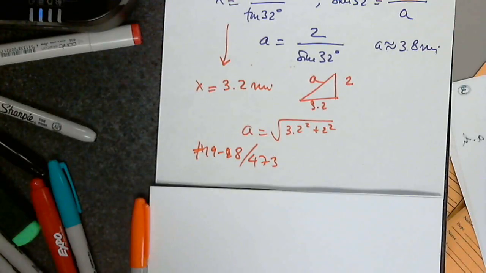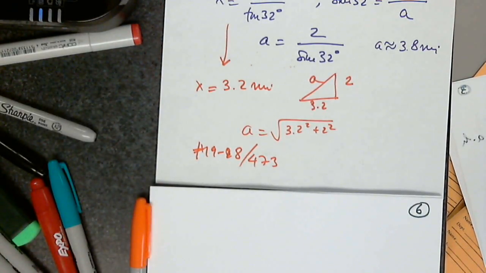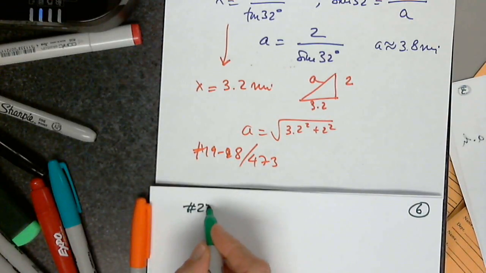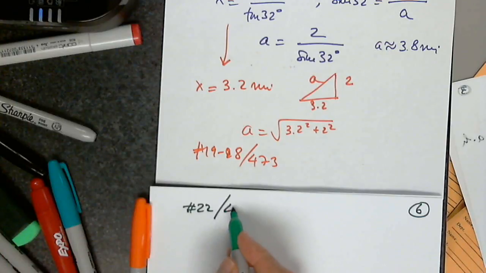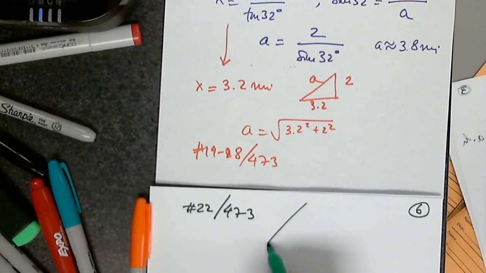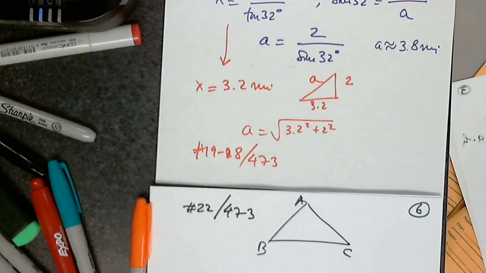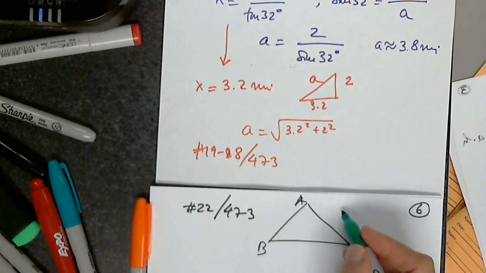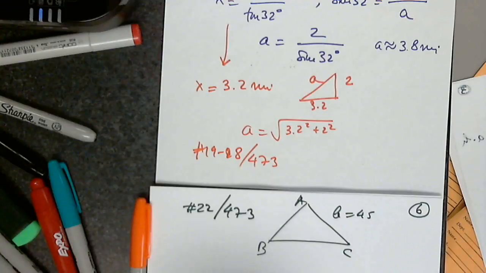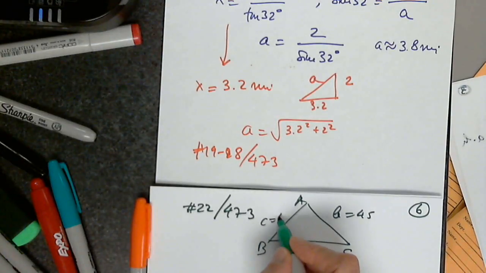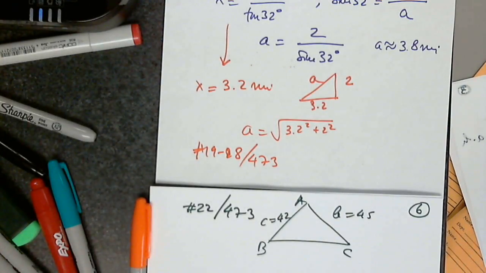So, which one? Okay, let's try 22, and let's see what happens. So 22 on page 473. If it's not side-side-angle, well, I have to graph it first. So angle ABC, B equals 45. Little c equals 42. And angle C is 38.